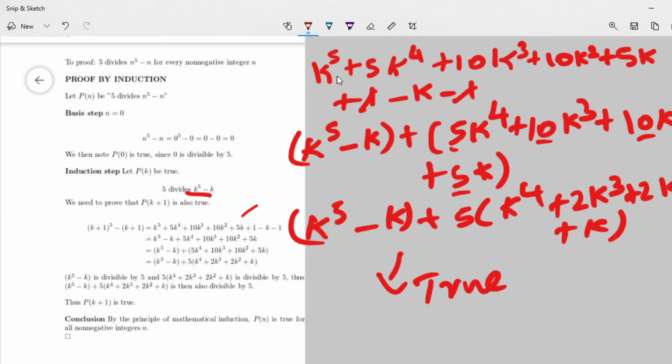So by the principle of mathematical induction, P of n is true for all non-negative integers. Okay. So the statement 1 is true. Here we proved that.